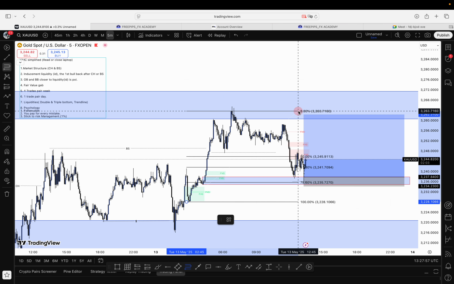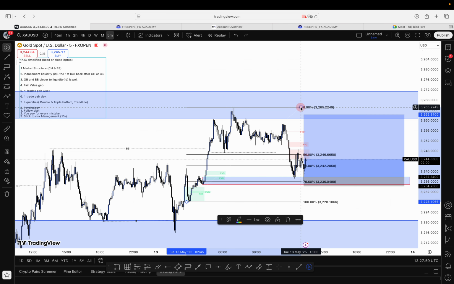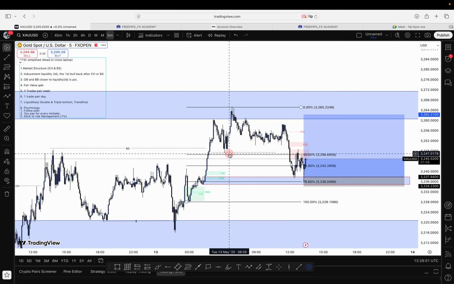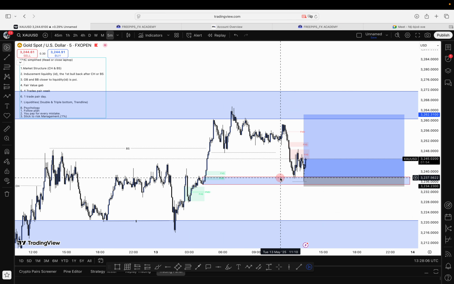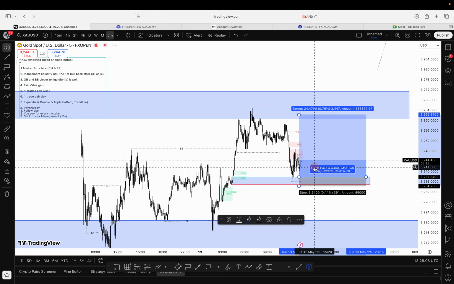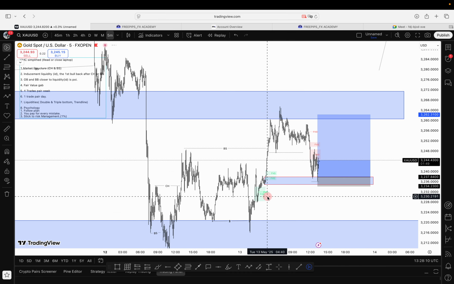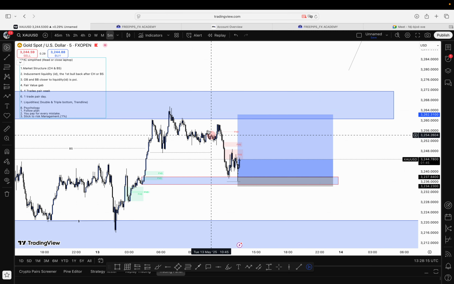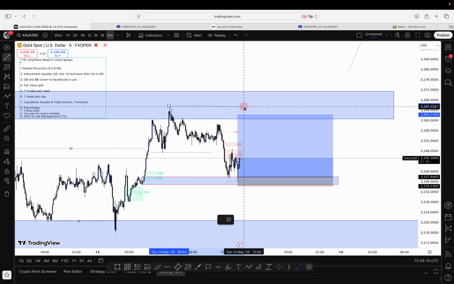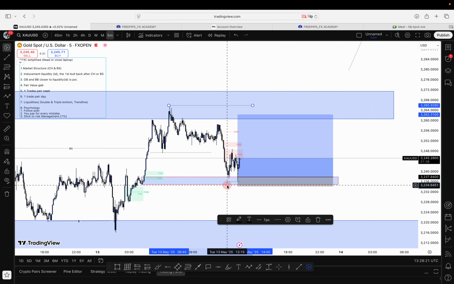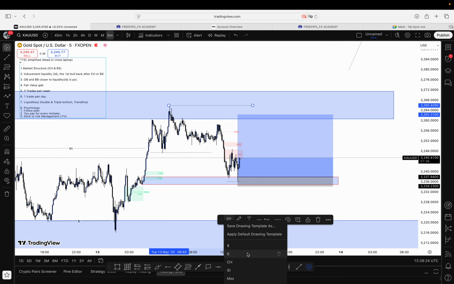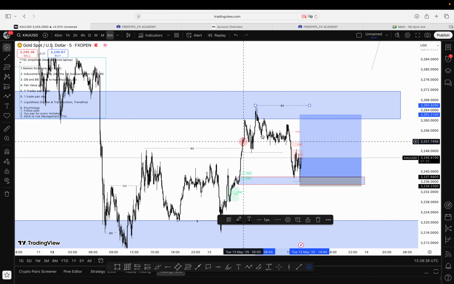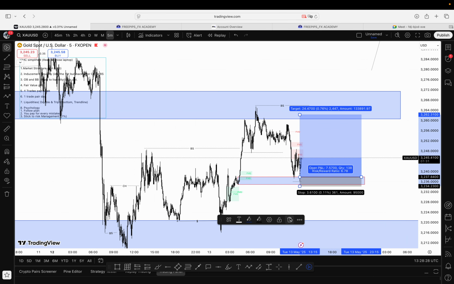This one is still above this one. So I'm not interested in this trade. Unless price is able to come and break the previous high. If we are able to break this previous high, then I'll be looking for sells. I'll be looking for another retracement.